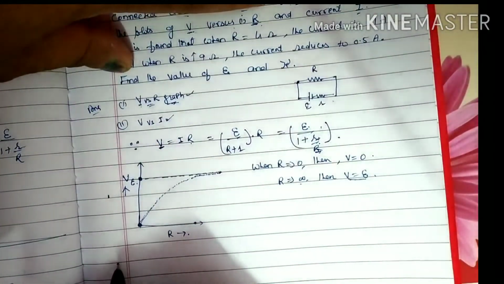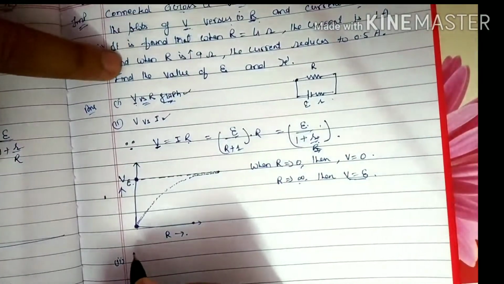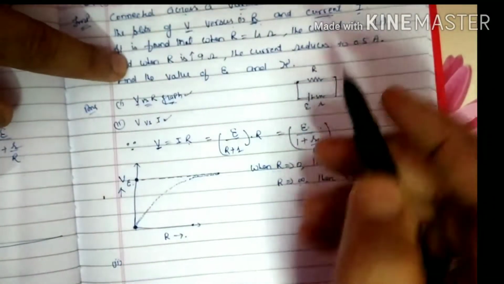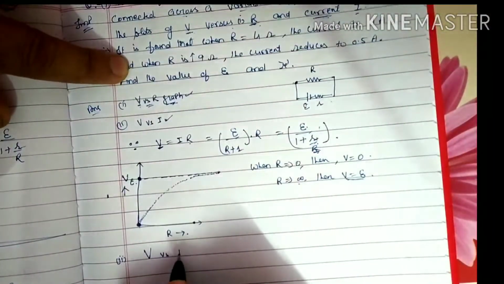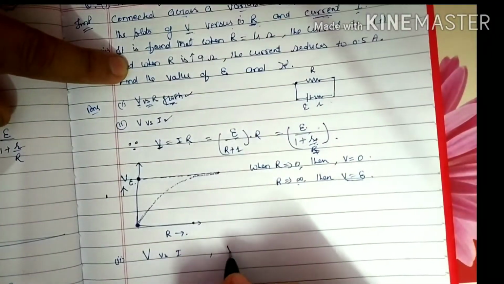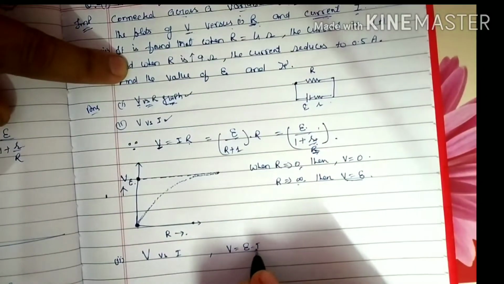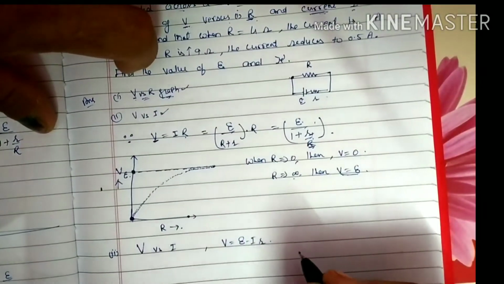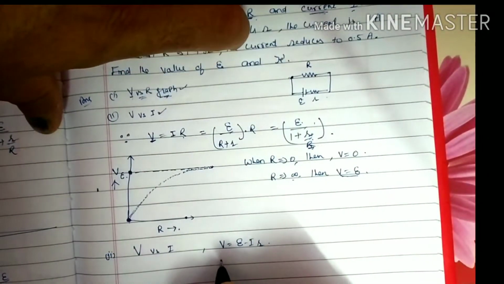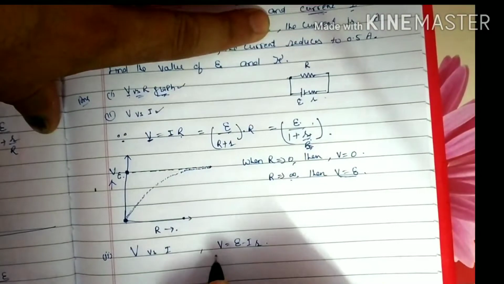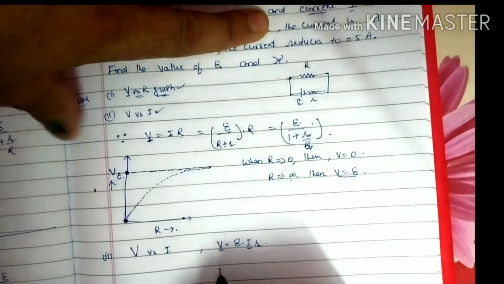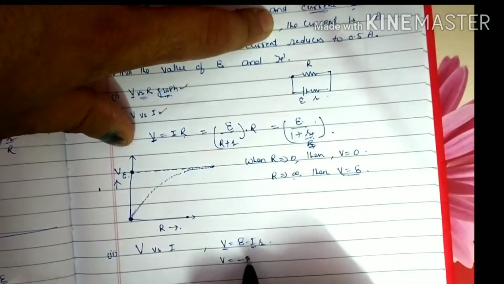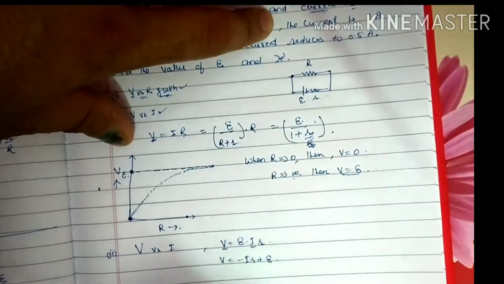And second is when the graph is plotted between V versus I. Because V is equal to E minus IR, so we can write this equation. We have to plot the graph between V and I, so we can write this equation as V is equal to minus IR plus E.